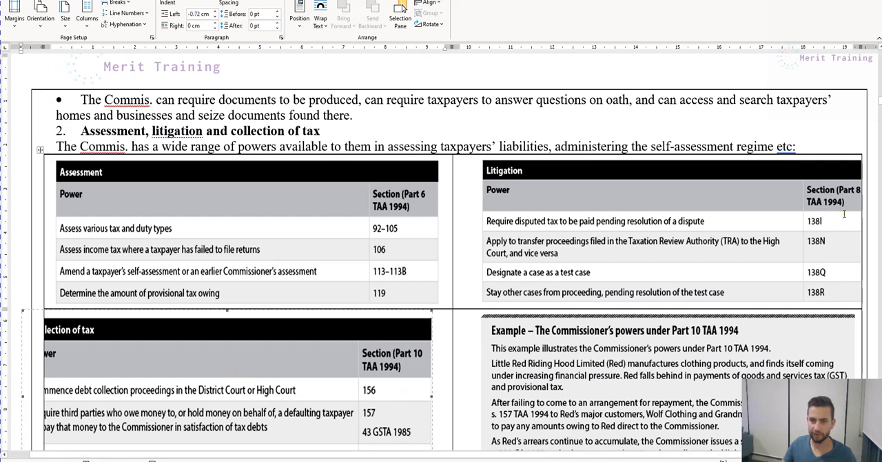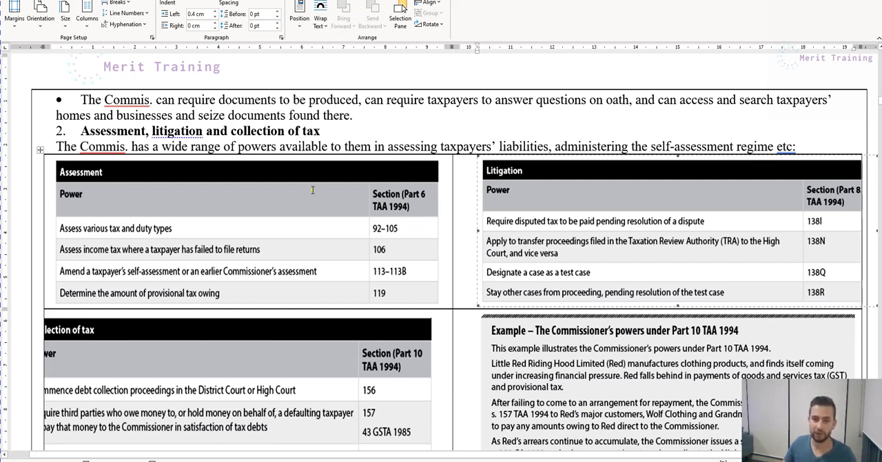I know we haven't come to a resolution, but I'm going to collect the money from you anyway. That's within my right. So they can also apply to transfer proceedings in the TRA, or the Taxation Review Authority, to the High Court and vice versa. So basically escalate certain proceedings. They can designate a case as a test case, which is basically something which will almost set a precedent in the tax community.